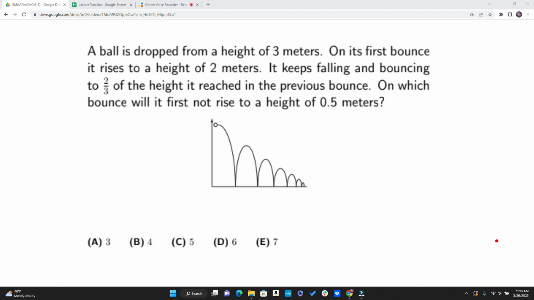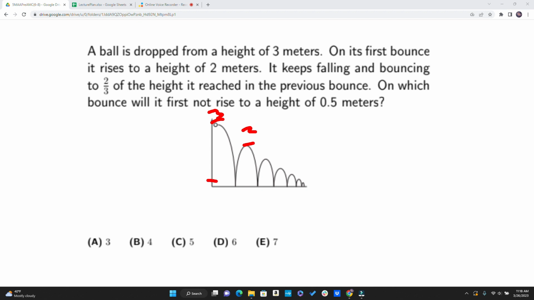First bounce, it rises to a height of 2. So this is 2. This is 3. Okay, 2/3 of its height of the previous bounce. On what bounce will it first not rise to a height of 0.5 meters, so half a meter? So that would be about here. When does it first not do that?